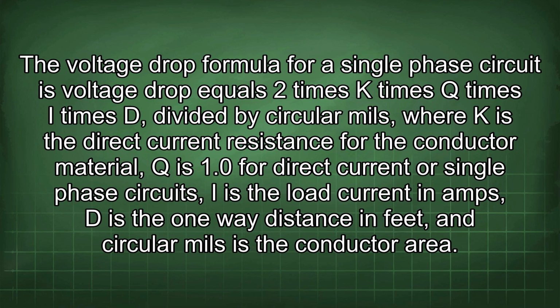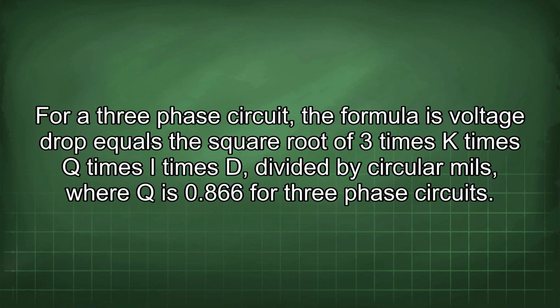Q is 1.0 for direct current or single-phase circuits, I is the load current in amps, D is the one-way distance in feet, and circular mils is the conductor area. For a three-phase circuit, the formula is voltage drop equals the square root of 3 times K times Q times I times D, divided by circular mils, where Q is 0.866 for three-phase circuits.